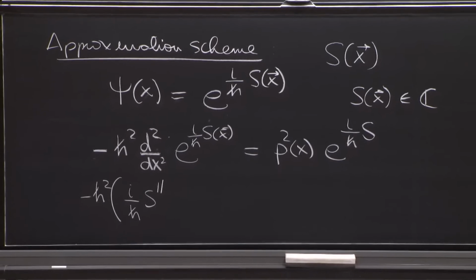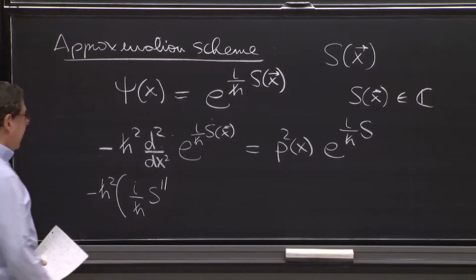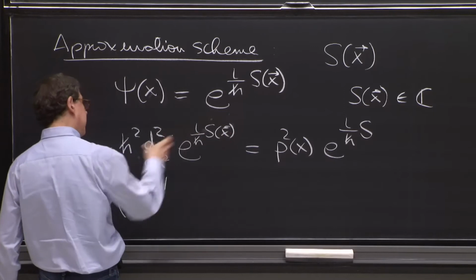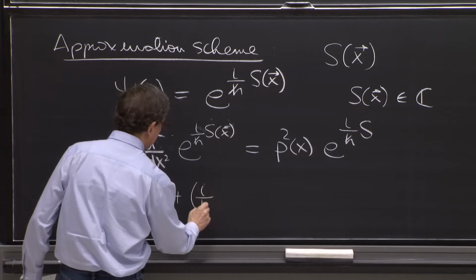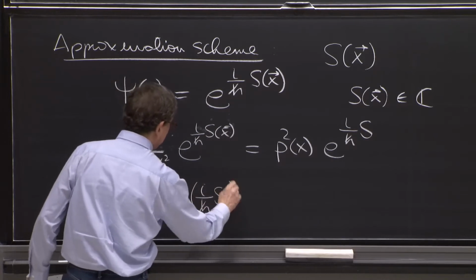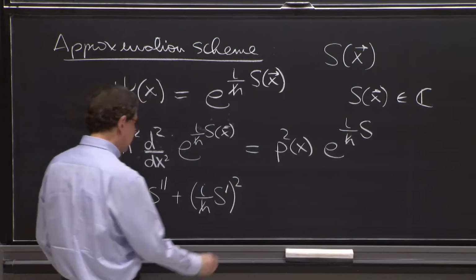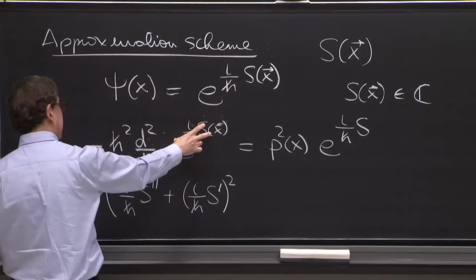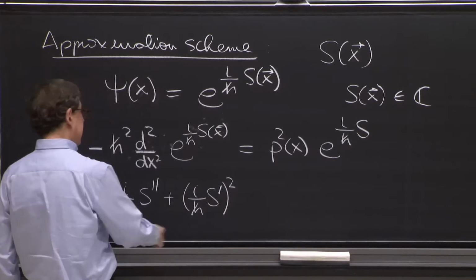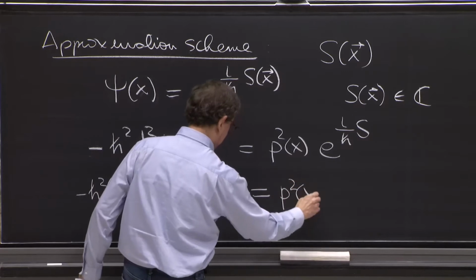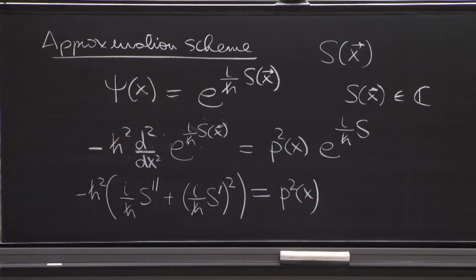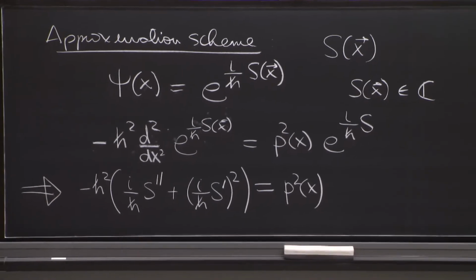Let's use prime notation. And the other one is when you differentiate once here, it brings a factor down, again there. So it's plus i over h bar s prime squared. And then the phase is still there, and it can cancel between the left and the right, so this is equal to p squared of x. So I took the derivative and canceled the exponentials.